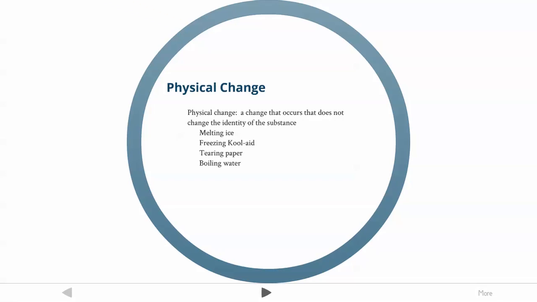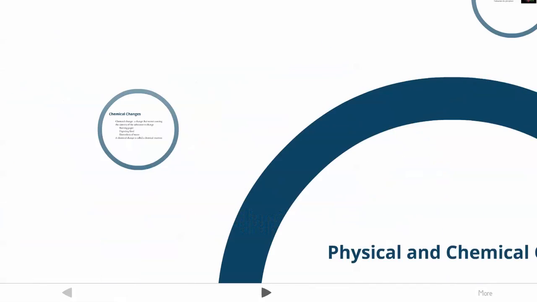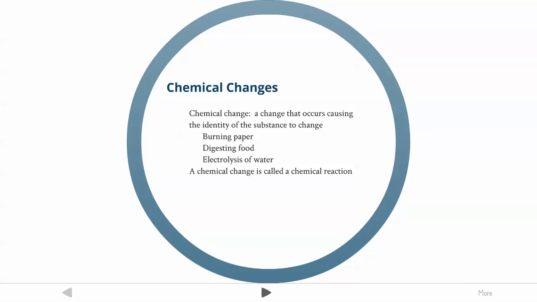Chemical changes are a little bit harder, like chemical properties are a little bit harder to observe. So a chemical change is a change that occurs causing the identity of the substance to change. So burning paper or burning some of those chlorides we burned on Friday. Digesting food, okay? You ate a sandwich. It doesn't come out a sandwich. And electrolysis of water, which is when you rip the hydrogens and oxygens apart. A chemical change is also called a chemical reaction. And we're also going to learn how to write them as chemical equations.